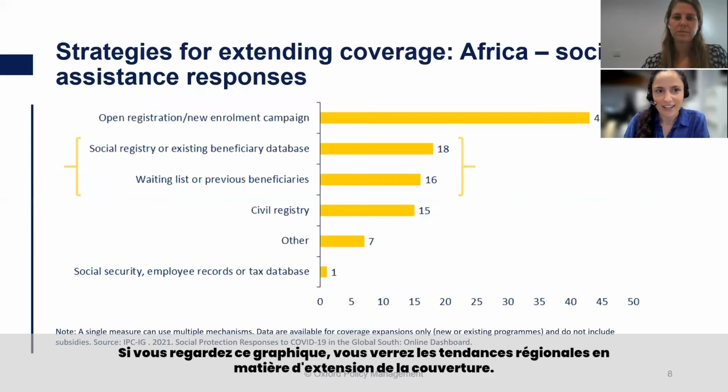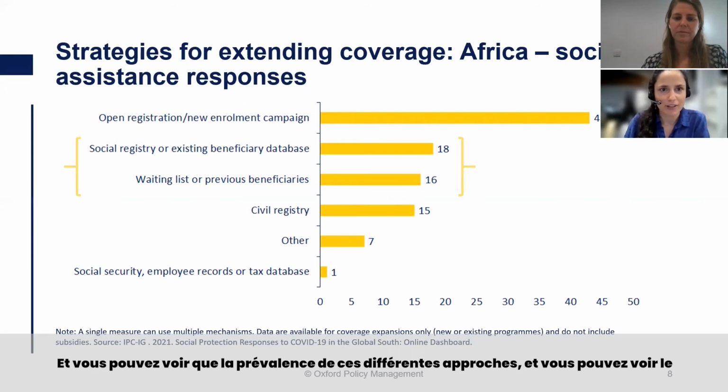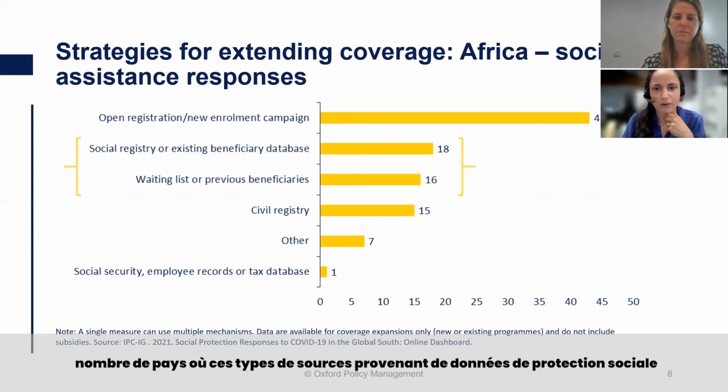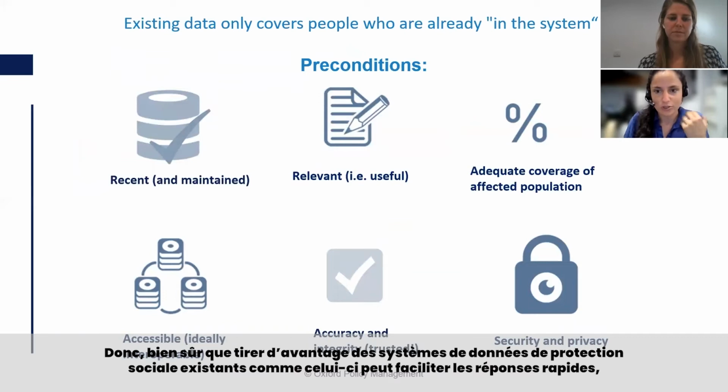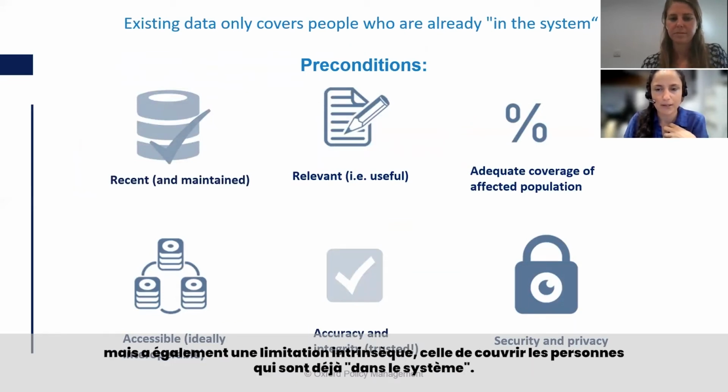So if you take a look at this graph, it shows you regional trends around extending coverage. You can see the prevalence of these different approaches, and the number of countries where these types of sources from existing social protection data were used. Now, of course, leveraging existing social protection data systems like this can facilitate rapid responses, but also has an intrinsic limitation of covering people who are already in the system.